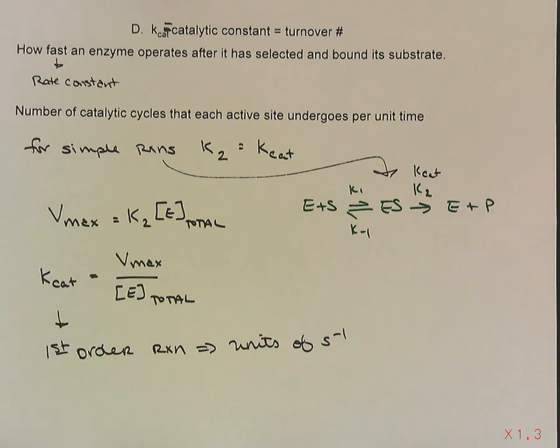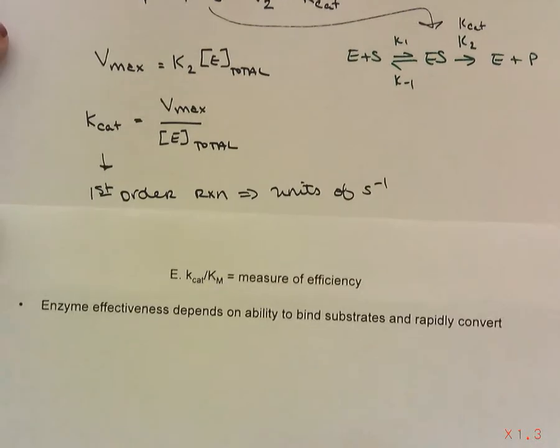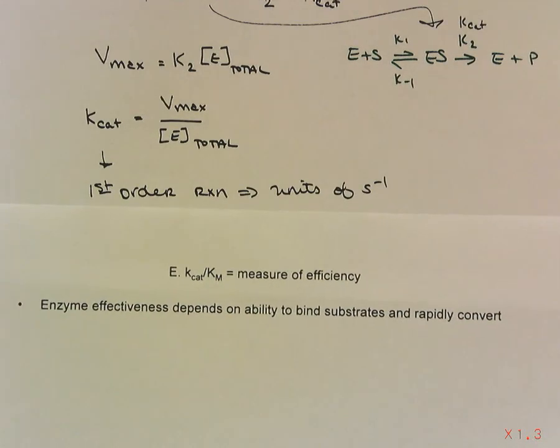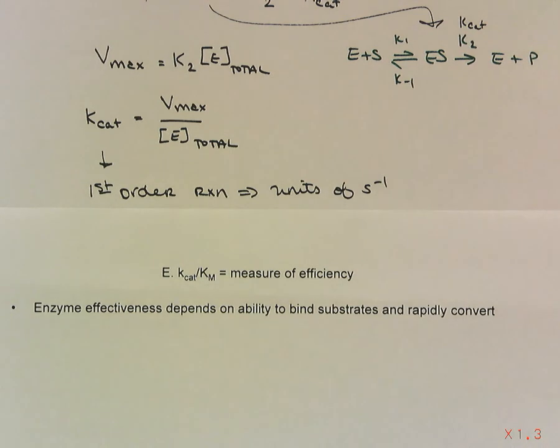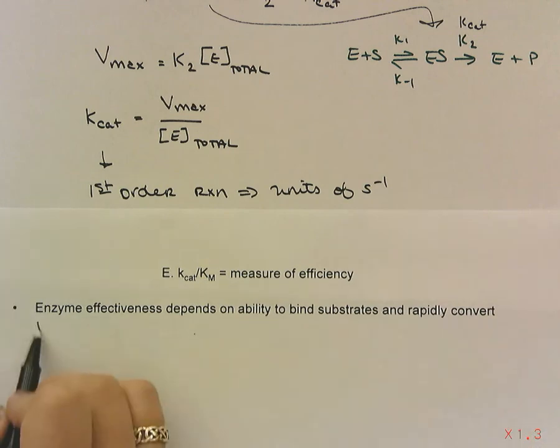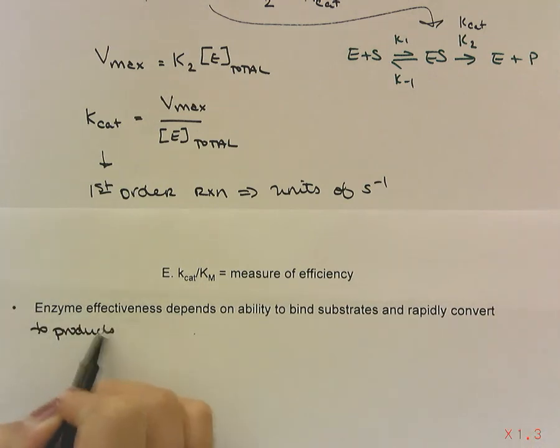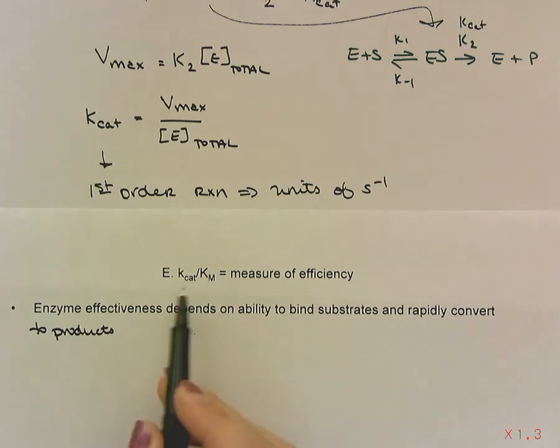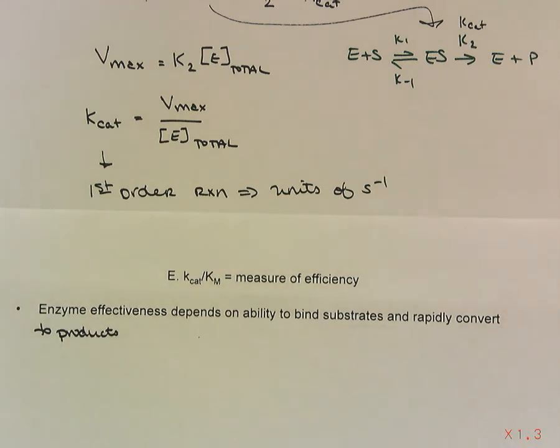Okay, in that case, let's look at how we measure the efficiency of the enzyme. So KCAT divided by Km is a measure of efficiency, which I'm going to define as enzyme effectiveness, which depends on the ability to bind substrates and rapidly convert them to products. Yes, it's division. KCAT divided by Km is a measure of efficiency, which I'm going to define that way.